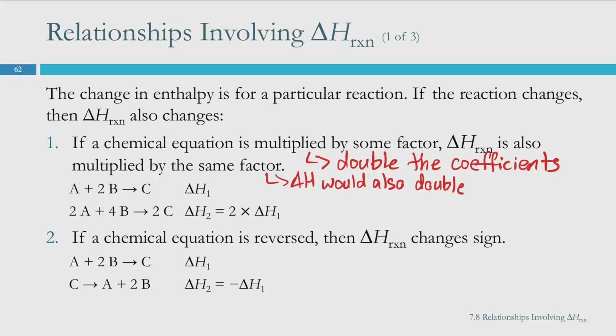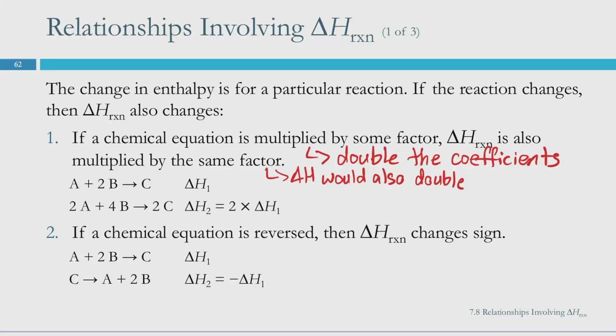If we flip the products and the reactants, so if we run the reaction backwards, if it's reversed, then our delta H of the reaction changes sign. So if it was positive, it goes to a negative. If it was negative, it goes to a positive.